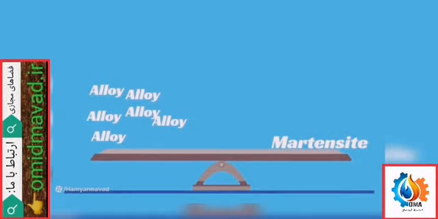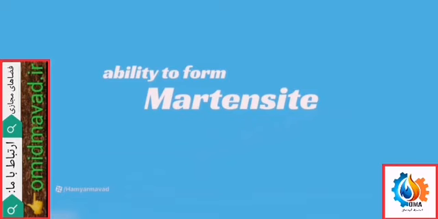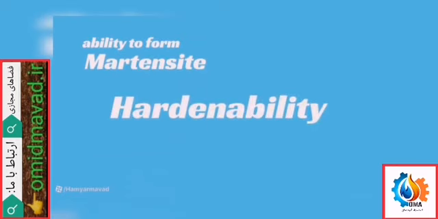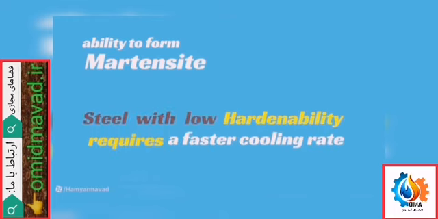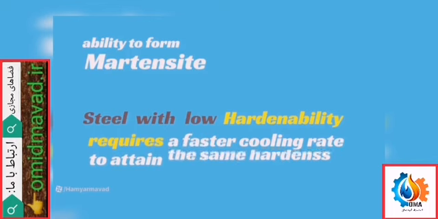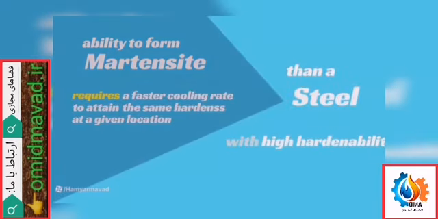Generally, the higher the alloy content, the easier it is to form martensite, and this ability to form martensite is known as hardenability, meaning a steel with low hardenability requires a faster cooling rate to attain the same hardness at a given location than a steel with high hardenability.